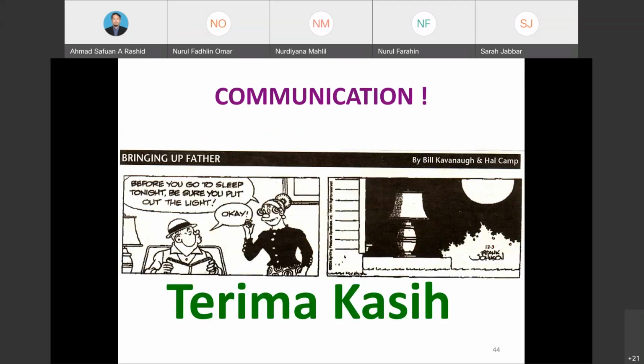So this is just a comic. Before you go to sleep tonight, be sure you put out the light. So his husband has put the light out. So the problem is with the communication.